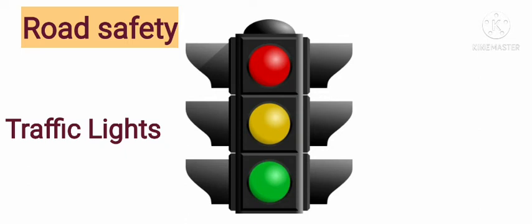Students, on the road, you especially find traffic lights. Why are the traffic lights kept near the roads? Because traffic lights are used to control the movement of traffic. They are placed on the roads at intersections and crossings. The different colors of lights tell drivers what to do. The first color, red, means stop now.